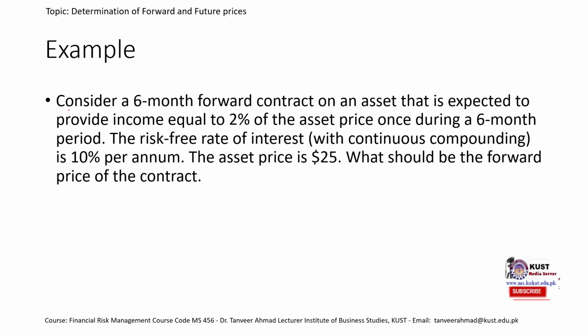This is our example. Consider a 6 months forward contract on an asset that is expected to provide an income of 2%. You would see that the income, instead of being in rupees or dollars, is in percentage of the asset price, once during the 6 months period. So the income would be 2% after 6 months. The risk-free rate of interest with continuous compounding is 10%. The asset price is 25. This is S0. What is the forward price, or what should be the forward price of this contract?